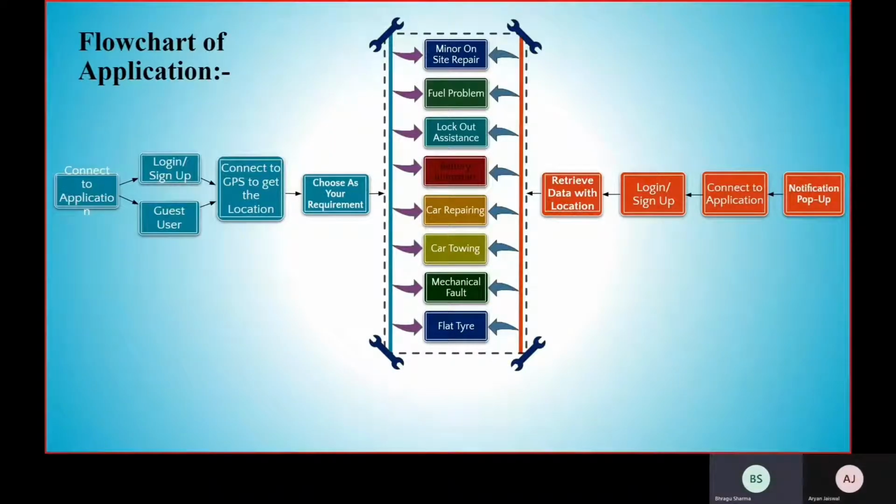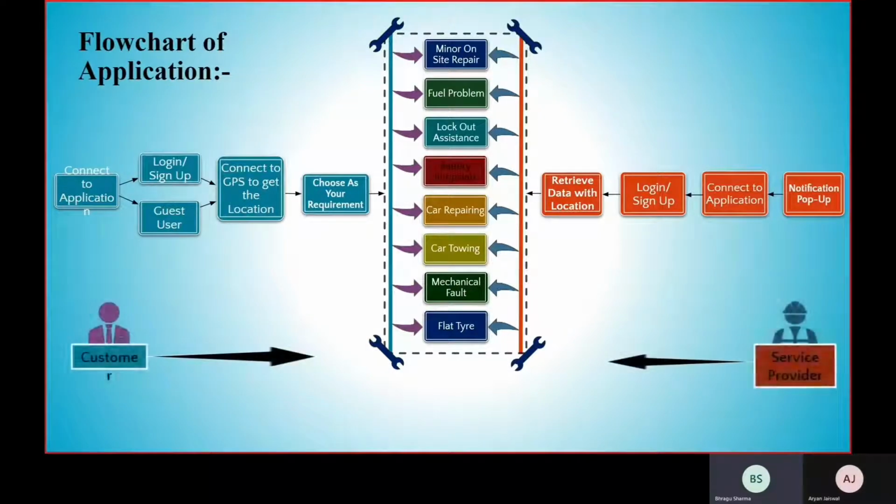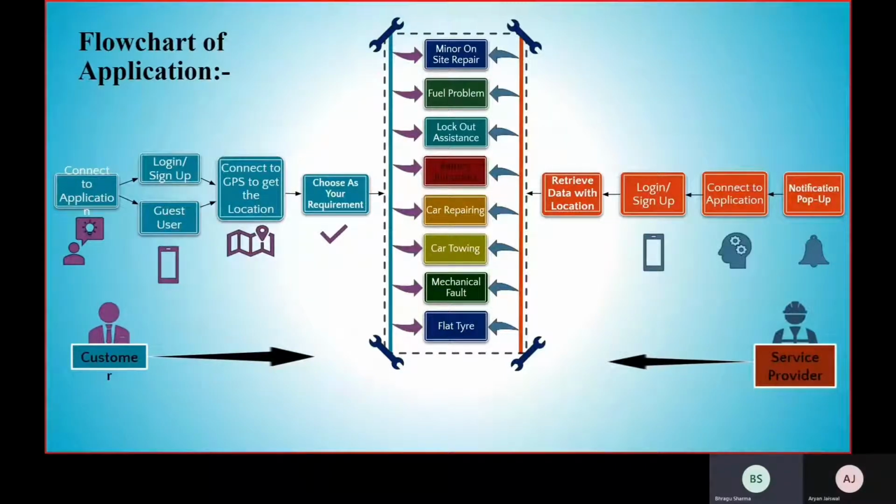Now here is a flowchart of the application. There will be two users: a customer and a service provider. The customer connects to the application, then he has to log in, sign up, or continue as a guest user. Then he has to connect with GPS to get their location and choose the requirement as the assistance he wants. Then a notification pops up to the service provider, who connects to the application.